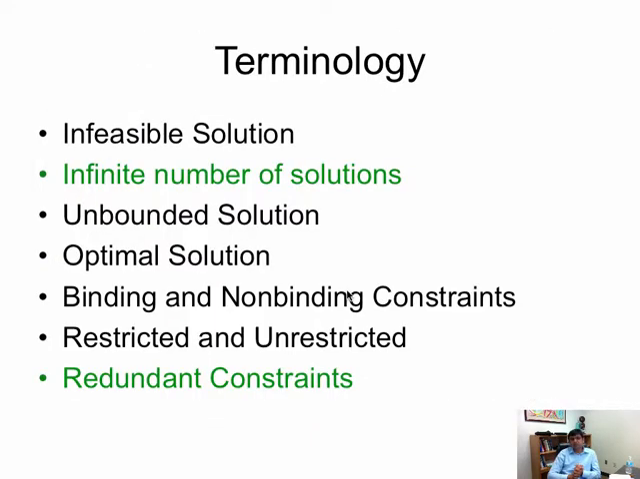A quick slide on terminology. These are some of the terms that we either have come across or will come across, and I will point you back to this slide once I introduce those terms. So we have infeasible solution, we have infinite number of solutions. We did see infinite number of solutions in the previous slides. Unbounded solution, optimal solution, binding and non-binding constraints, restricted and unrestricted, redundant constraints. We did look at redundant constraints as well.